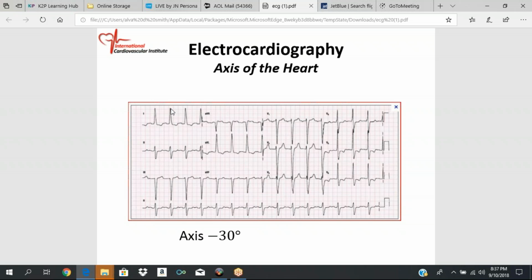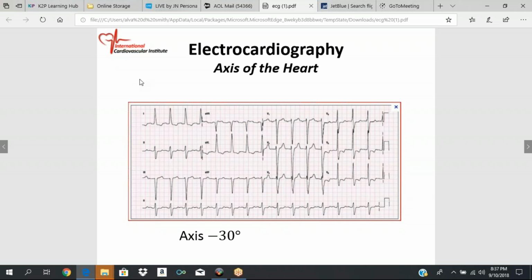All right. Now we look at the rhythm and we say it's sinus rhythm because there are upright P waves in the inferior leads, which are leads 2, 3, AVF, and the P waves are followed by QRS. So it's a sinus rhythm.